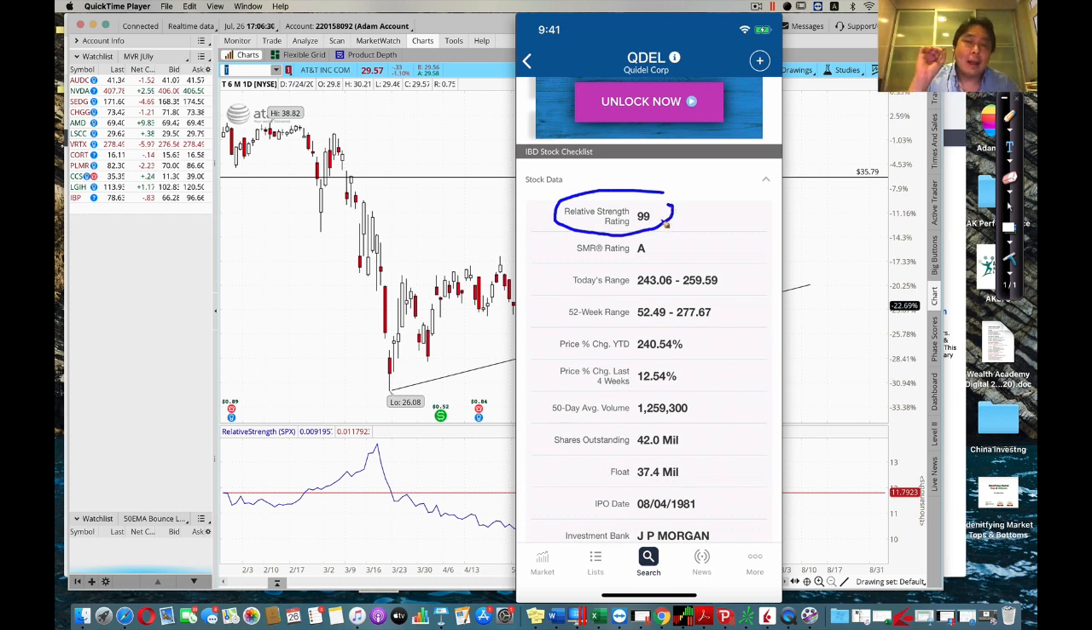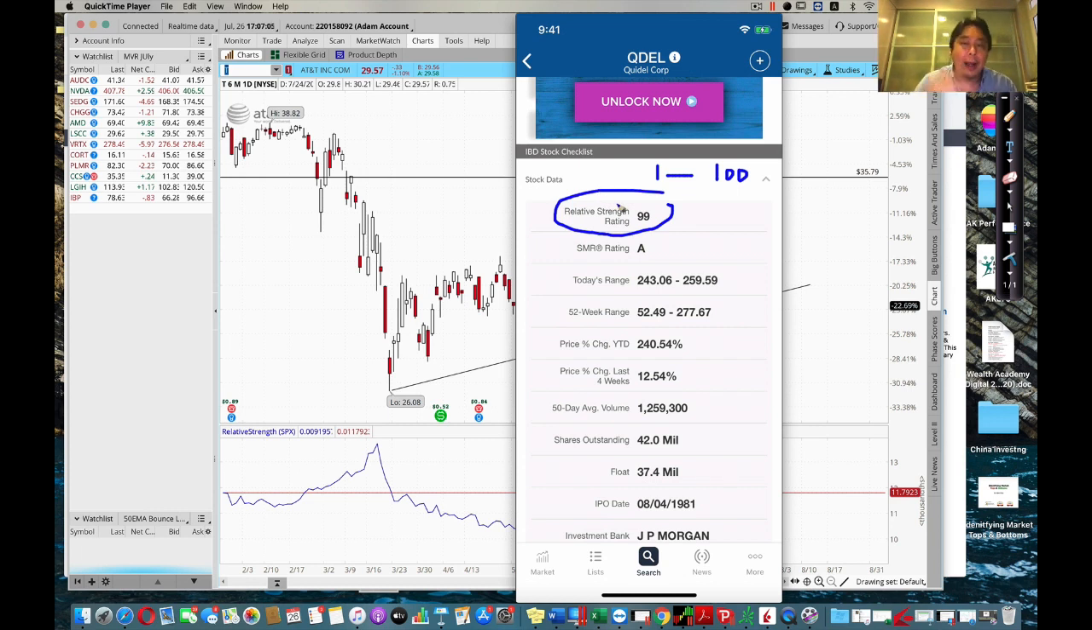Okay, so what does 99 mean? By the way, IBD ranks stocks from 1 to 100. Well, actually they rank it from 1 to 99. There's no 100. So 99 is basically the best of the best in terms of relative strength. What does 99 mean? It means that this stock, QDEL, is in the top 1% of all the stocks in the market. It's outperforming 99% of all the other stocks. So that's ranked 99, high relative strength.